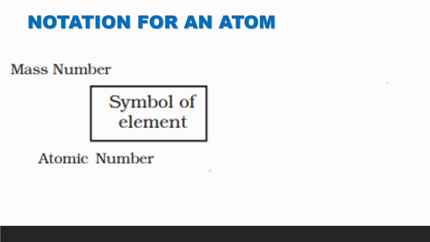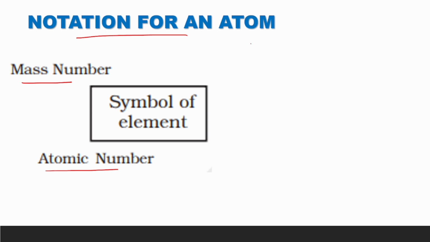Now let's study how to write the notation for an atom. Each atom, how will we denote it? You can see here, we will write the symbol of the element, and on one side below we will write the atomic number, and above we will write the mass number. Is that clear? Symbol of the element: hydrogen's symbol is H, carbon's symbol is C, iron's symbol is Fe. That we all know. First we will write the symbol, above we will write the mass number of that atom, and below we will write the atomic number.